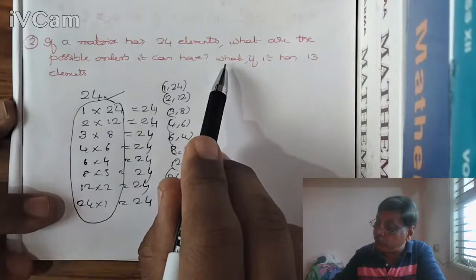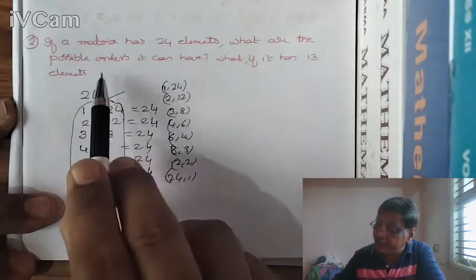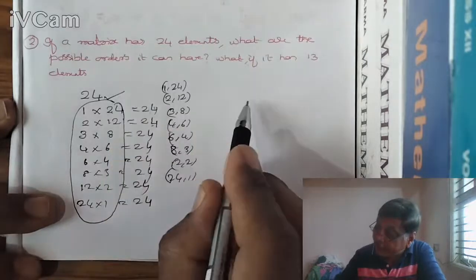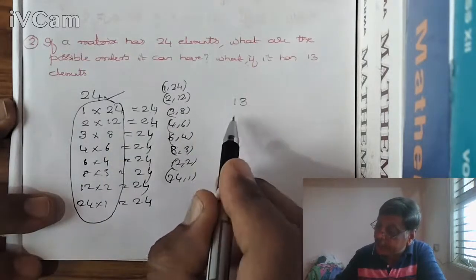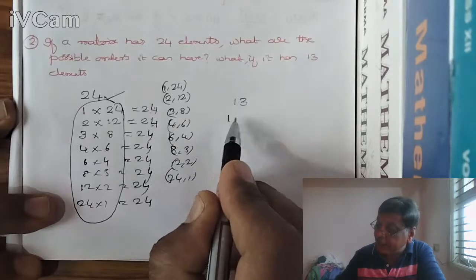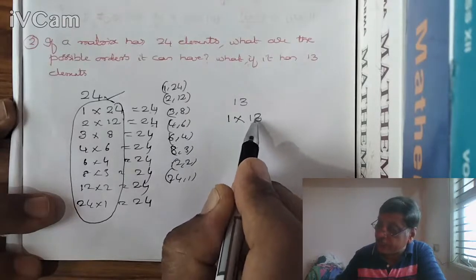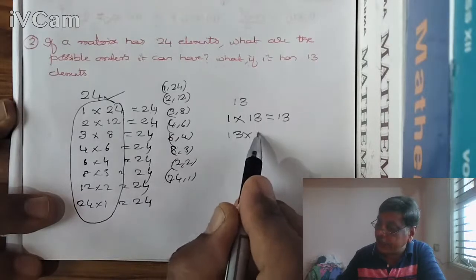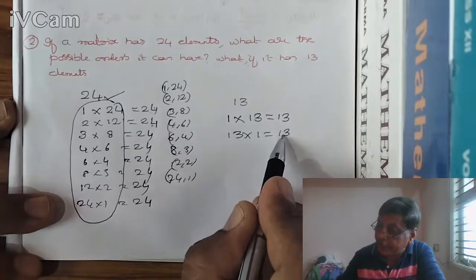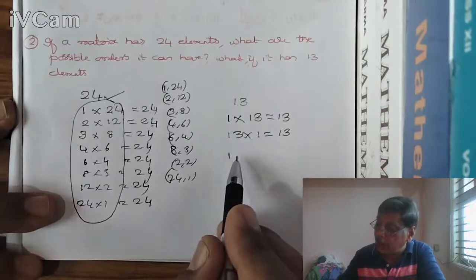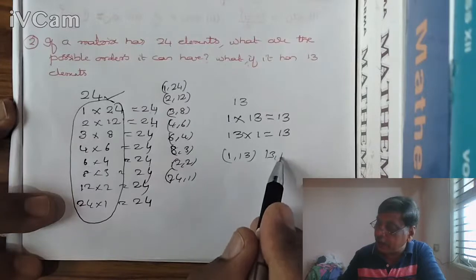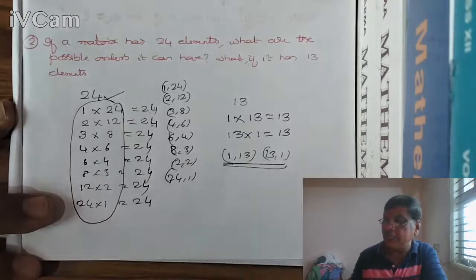Next, there is one more question. What if it has 13 elements? Since the matrix has 13 elements, 13 can be written in only two ways: 1 into 13 is equal to 13, or 13 into 1 gives 13. Means the possible orders are 1, 13 or 13, 1. This is the answer for question number 2.